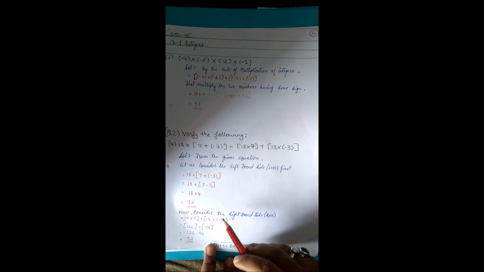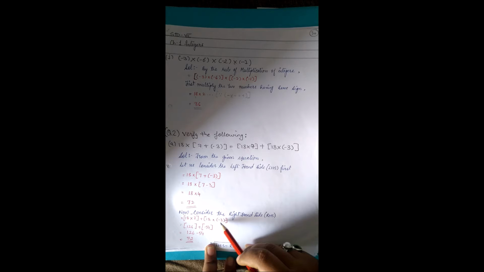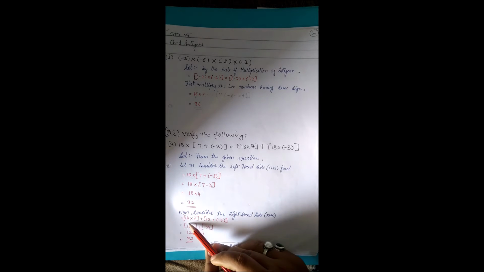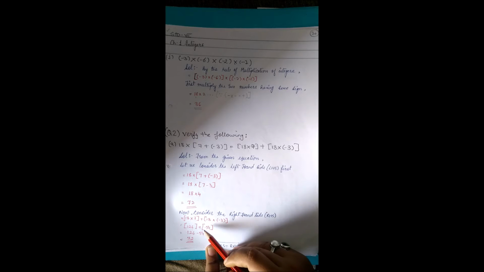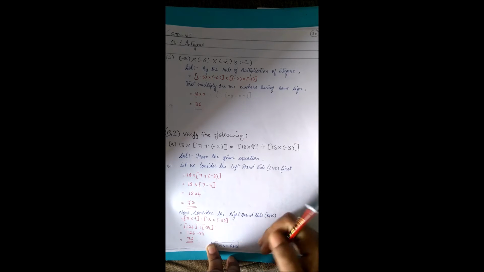Now we will consider the right hand side, that is 18 into 7 plus 18 into minus 3. First we do 18 into 7, that is 126. Then 18 into minus 3 is minus 54. Now we remove the bracket. So 126 minus 54 is 72. So it is verified that LHS equals RHS.